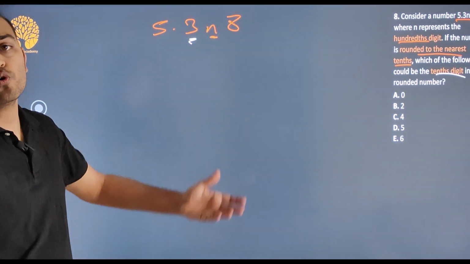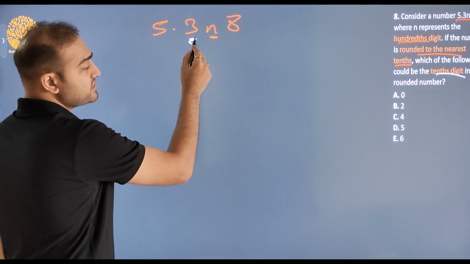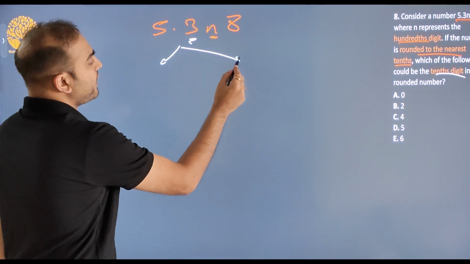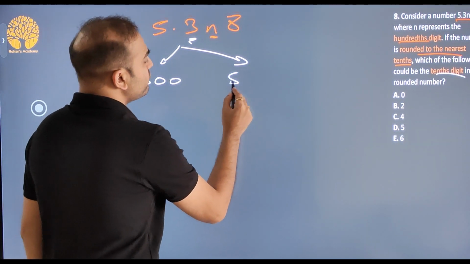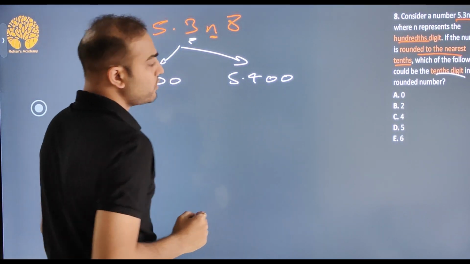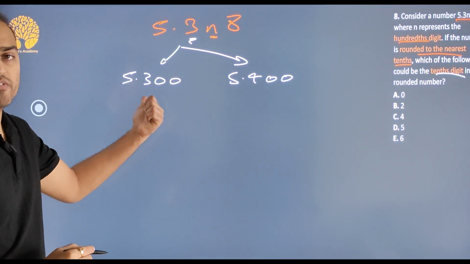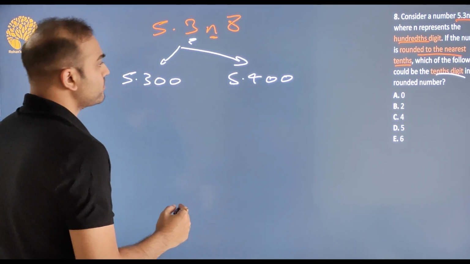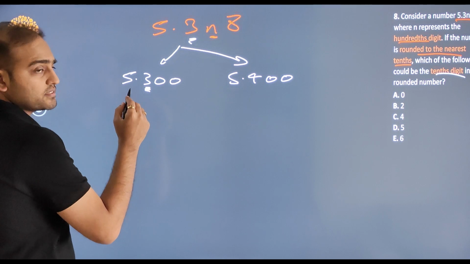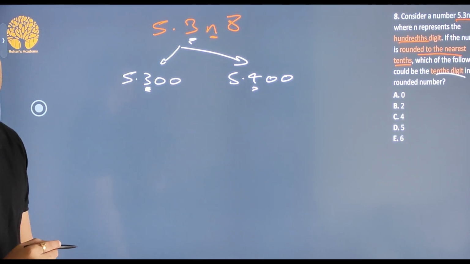Alright, clearly I don't know n, right? But what I do know is, if this is 3, this can be rounded off as 5.300 or 5.400. Okay, if it is rounded down, it will be 5.3. If it is rounded up, it will be 5.4. In this case, this is the tenth digit.